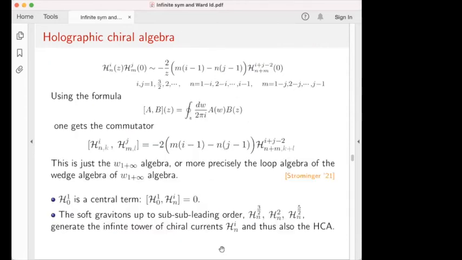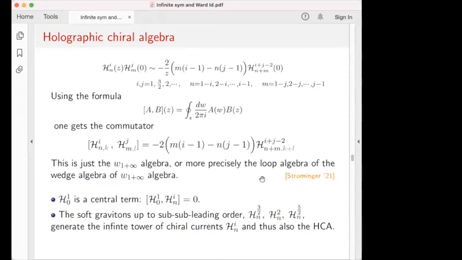We can take a closer look at the graviton case. We have this two-graviton chiral OPE that gives another graviton chiral current. We can convert this OPE into commutators, and we find this commutation relation. As observed first by Strominger, this is just the W1+infinity algebra, or more precisely, the loop algebra of the wedge algebra of the W1+infinity algebra.